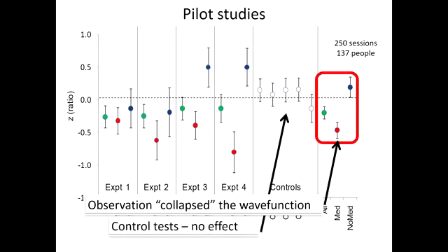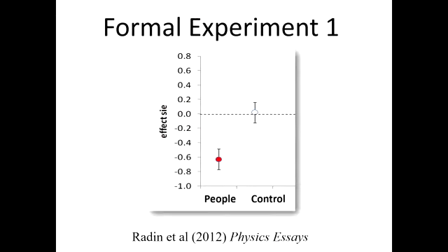So we were encouraged by this to go ahead and do a formal experiment, formal in the sense that we pre-specified how many sessions we would do in advance, so 50 sessions. So here's the result of the 50-session pre-planned experiment using the same analysis that we had used in the previous experiments. And this gave us a 5 sigma result.